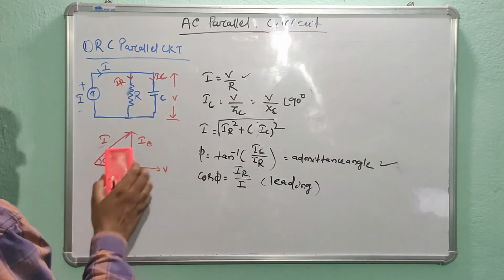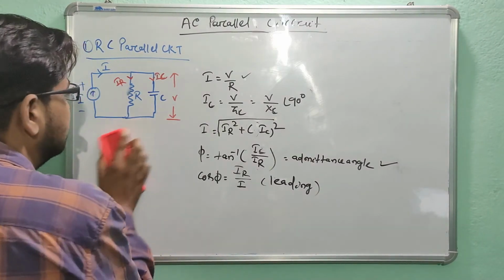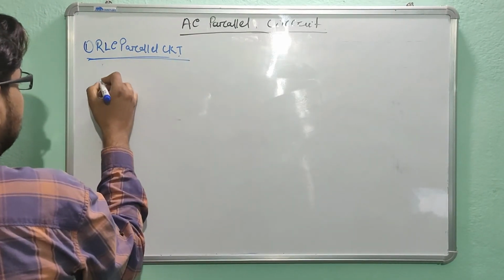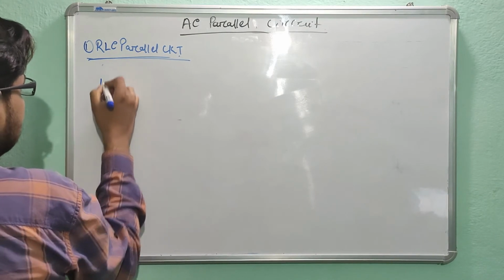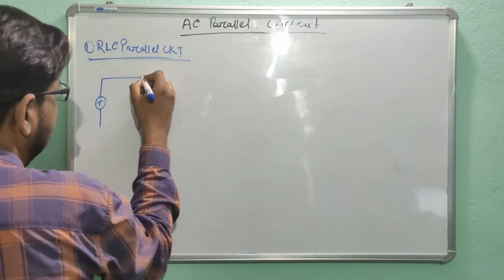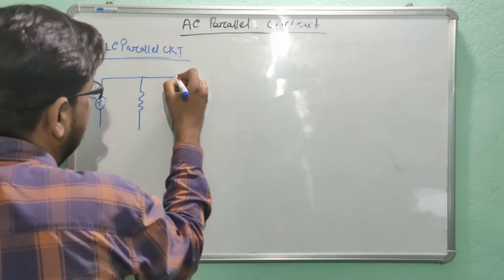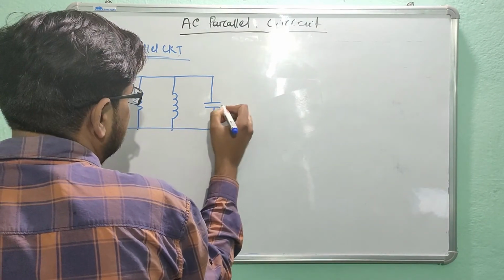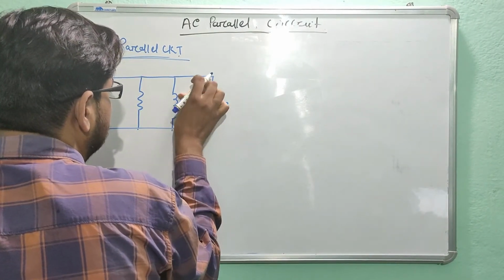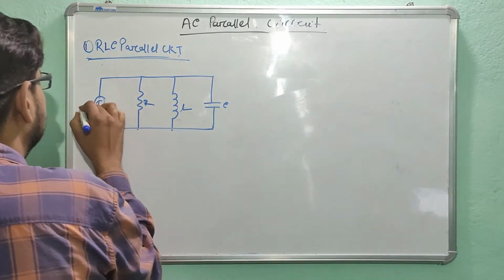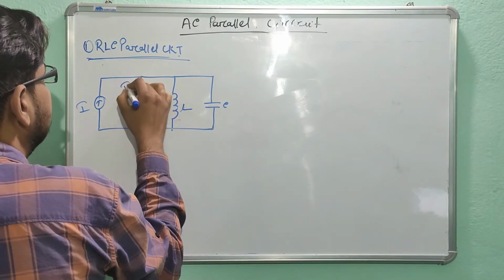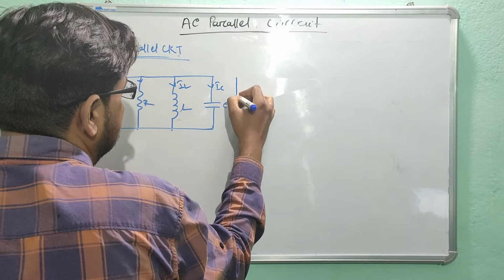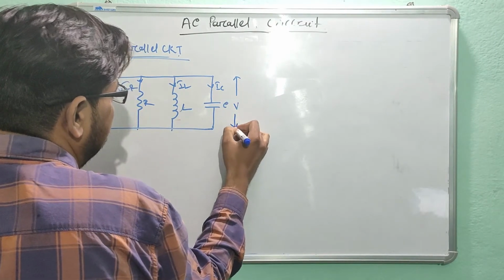Next we will discuss the RLC parallel circuit. For the RLC parallel circuit, you have to draw this figure. This is my resistance R, L, and this is my C value. This is your C, this is your L, and R. This is your I, this is your IR, IL, and IC, and this is my voltage drop V.